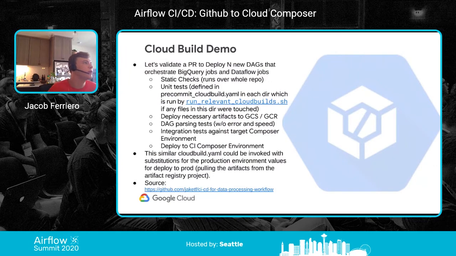So we can go and look at an example PR that deployed 22 DAGs. And I can talk a little bit about this run relevant cloud builds, which I spoke about on the last slide.